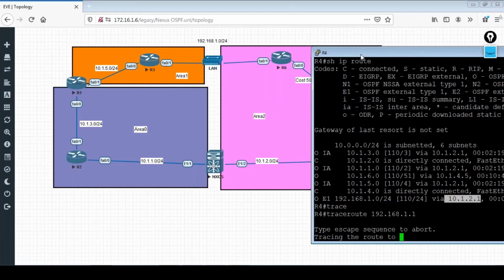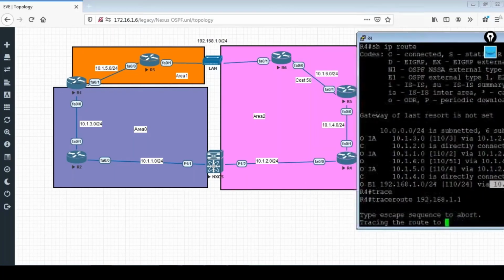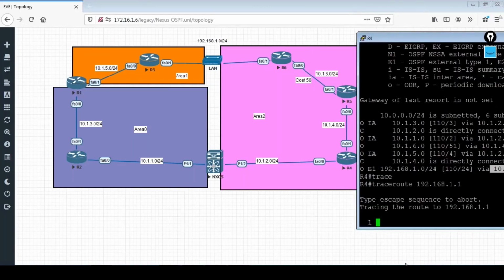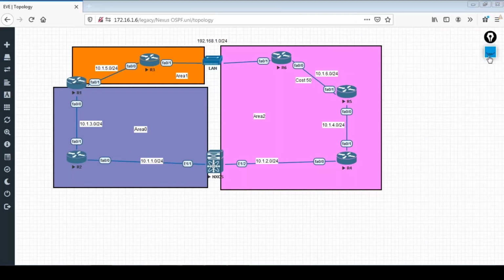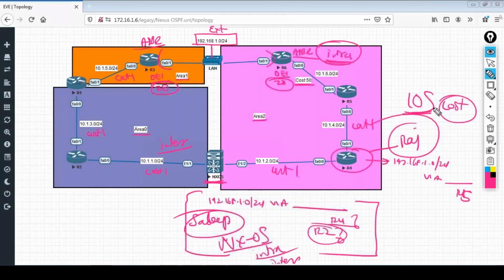So if you see this one, it would start creating a loop. John, but I could see in the output of R4 the area border router with a small i and a big I. It's not meant for him in that case. Yes, that's what I'm saying, that's what I tried to explain. IOS is working on cost, not on the logic that you said. NXOS is working on your logic.